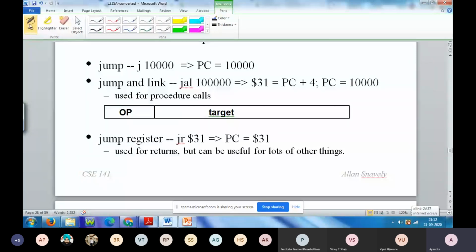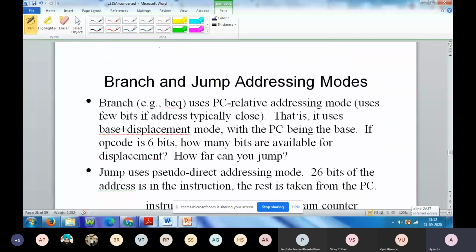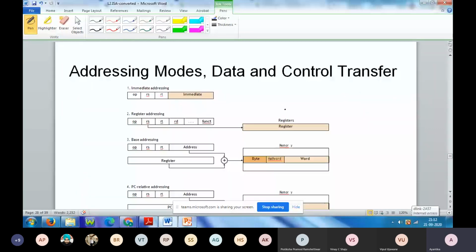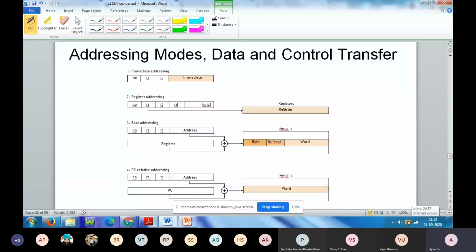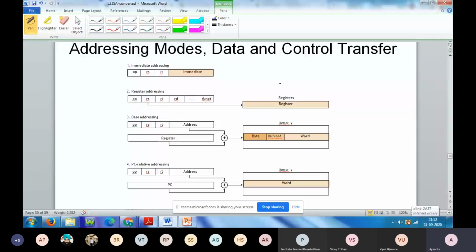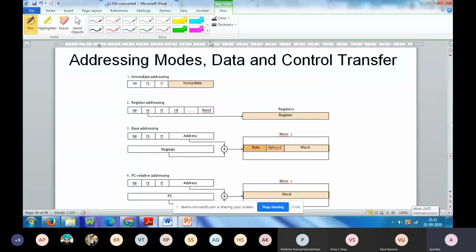So these are the few instructions, and branching and jumping together is possible. So now we are getting an idea of the different address modes and the data and control transfer. From here you can see these are the different addressing modes we have discussed so far.